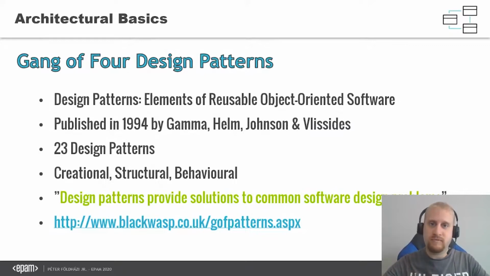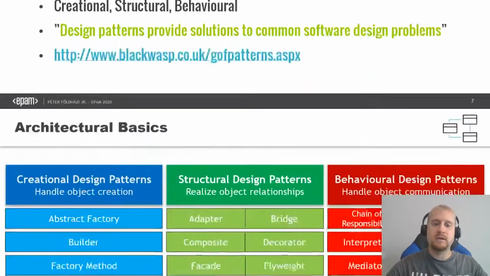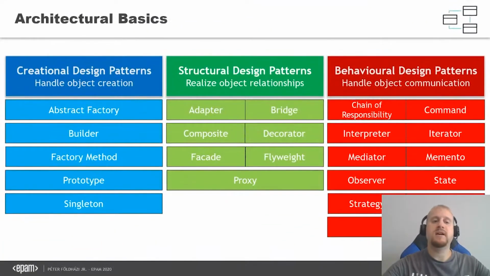When people were struggling with some problems in their projects, they realized that some of those problems occur in other projects as well, in other companies as well. They realized that there are commonalities between them, and the solution for them is very similar. So that's why the Gang of Four created this book and published it in the middle of the 90s, where they talk about design patterns. So this is how they look.